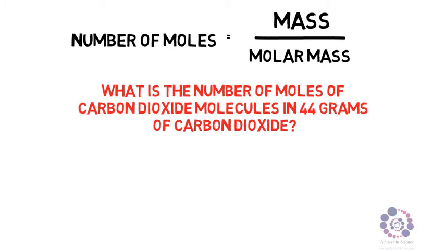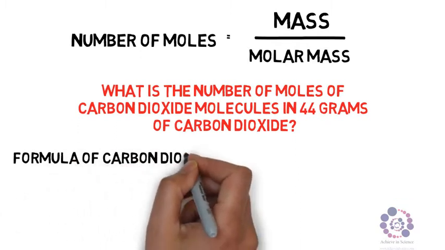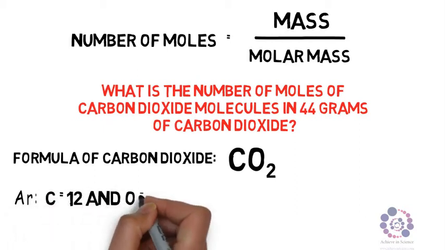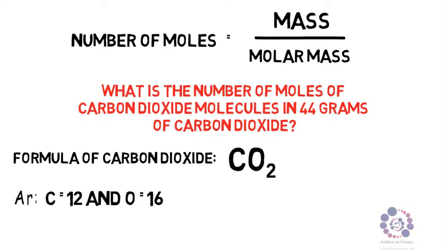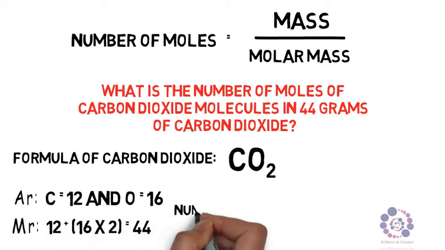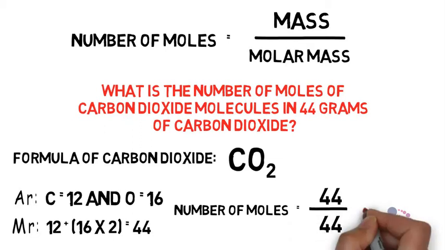First of all then, the formula of carbon dioxide is CO2. The relative atomic mass of carbon is 12 and of oxygen is 16. The relative formula mass of carbon dioxide is therefore 12 plus 2 lots of 16, which is therefore 44. Therefore, the number of moles in 44 grams is 44 divided by 44, which equals 1 mole.